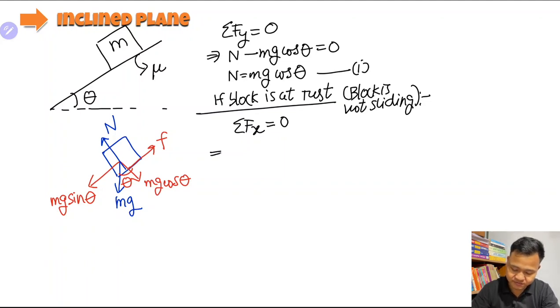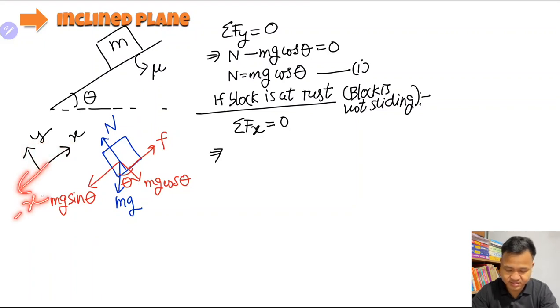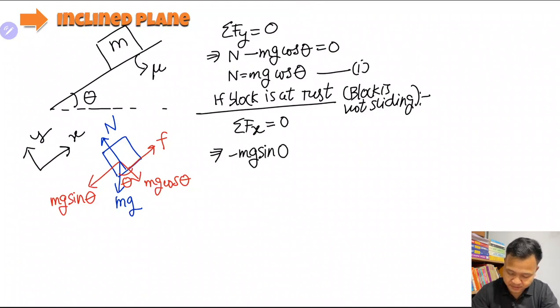Let's see the forces along the horizontal. I have to see what the sign convention was. So this was our sign convention: right is positive x, up is positive y. So that means mg sin theta is along minus x. So minus mg sin theta plus the friction force, so plus f. So this should be equal to 0. You don't have any other force. Net force is 0 because the block is at rest.